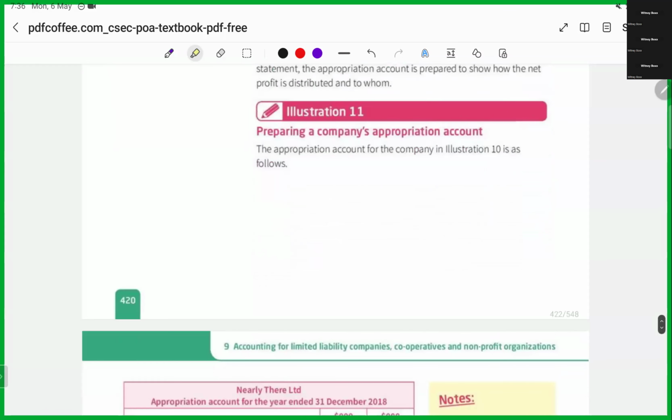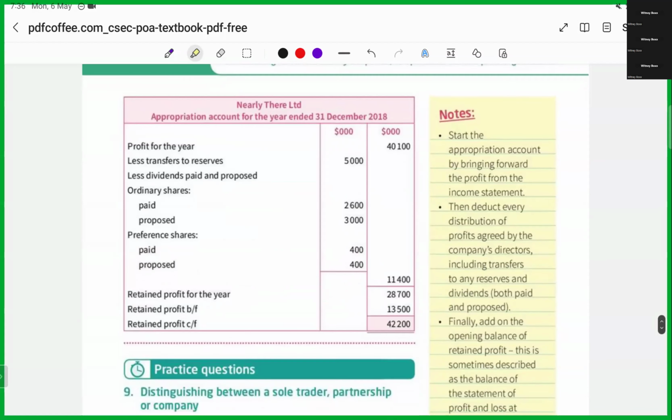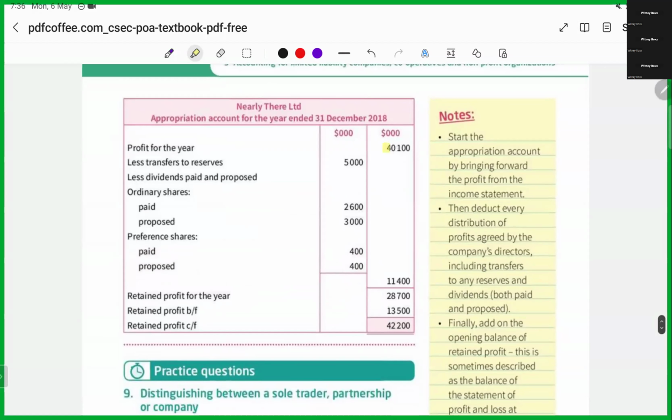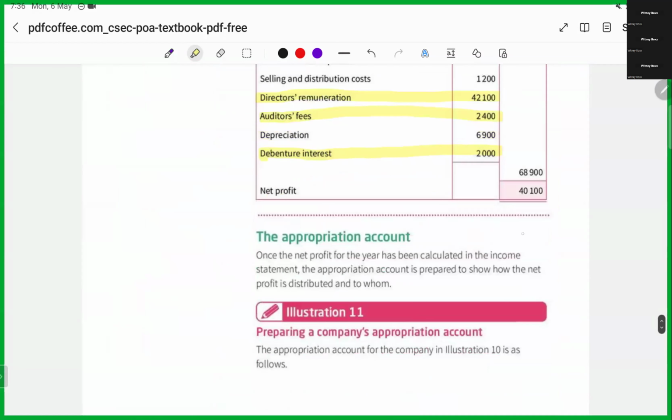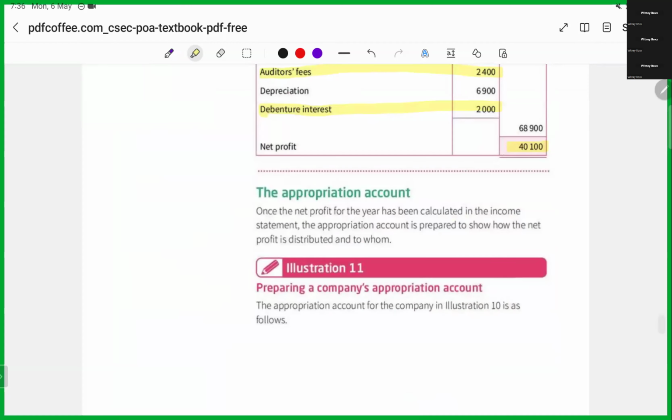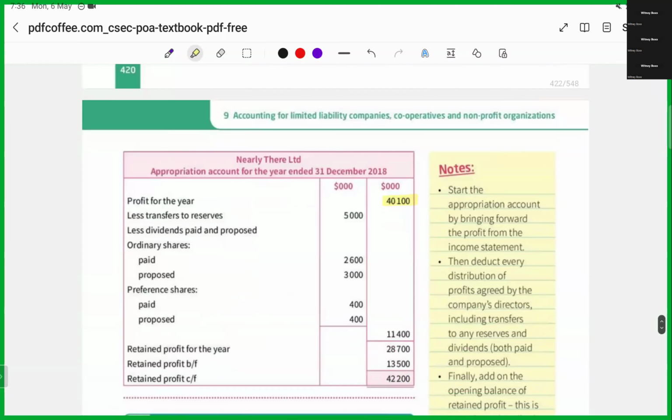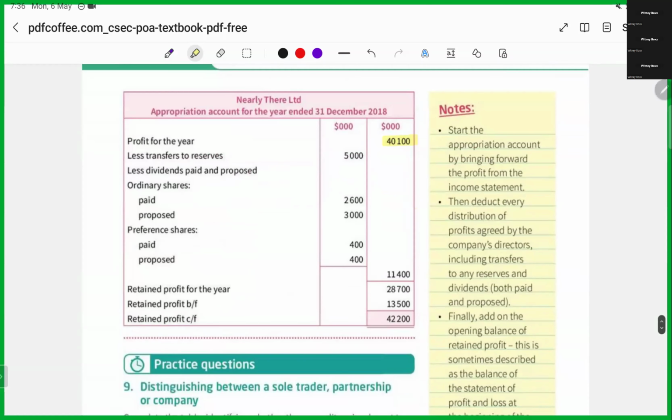So here's how we prepare the appropriation account. We start with the profit for the year, 40,100. Let's go back up, 40,100. You will start with your profit for the year. Once you start with your profit for the year, you are going to less any transfers. Any transfers to your reserves account, 5,000.